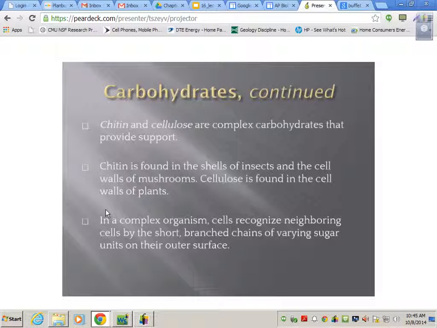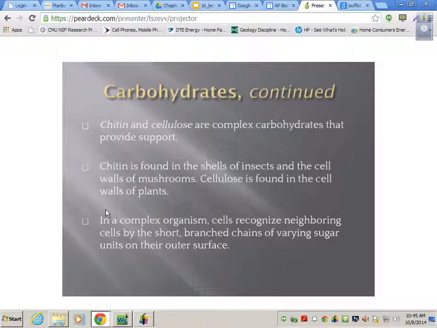All right, so chitin and cellulose, let's talk about these two right here. I'll answer silly questions later, I promise. Chitin and cellulose, they are complex carbohydrates that provide support. Cellulose is kind of an easy one. We understand that, right? You snap a tree twig and it goes what? Snap, right? Okay? So that's what trees and plant life are made of. It gives them that rigid cell wall material. Chitin, though, is found in the shells of insects and the cell walls of mushrooms. And cellulose is found in the cell walls of plants.